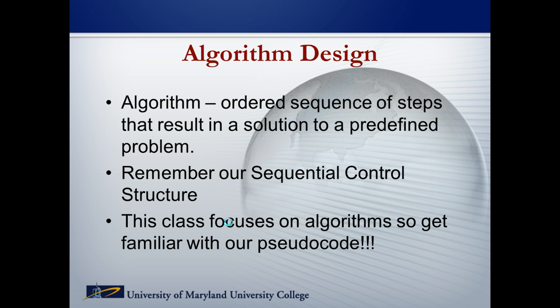An algorithm is an ordered sequence of steps that results in a solution to a predefined problem. So again, during the analysis, we define clearly what the problem is going to be, and potentially break it down into smaller problems to ultimately solve the main problem. That will lead into our sequential control structure. We'll get into that in a few more minutes. And once again, this class focuses on algorithms. Our algorithm is going to be pseudocode, so get familiar with our syntax for pseudocode.